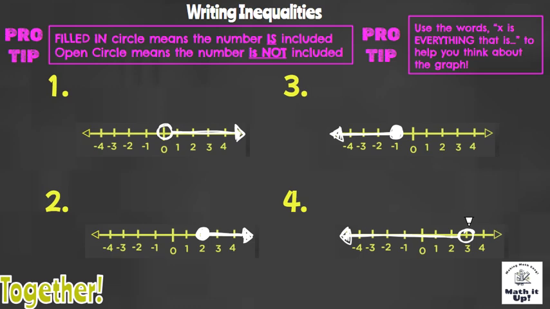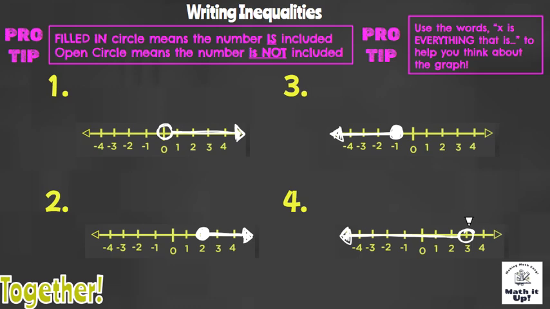Another pro tip for you is to use the words as you think about these: X is everything that is. And we will go through how that would work. But that is very helpful when you're working with inequalities. So we are going to use X as our variable today. It could be X, Y, Z, A, B, P, M, but we're going to use X. And we're going to think about what X is in terms of this graph.